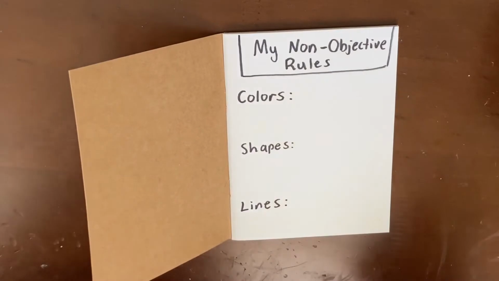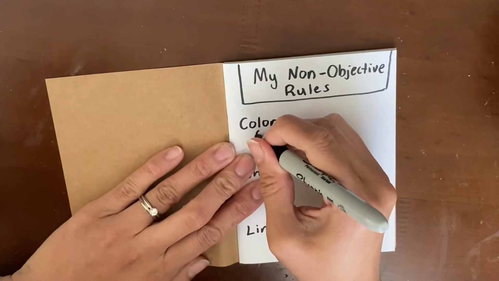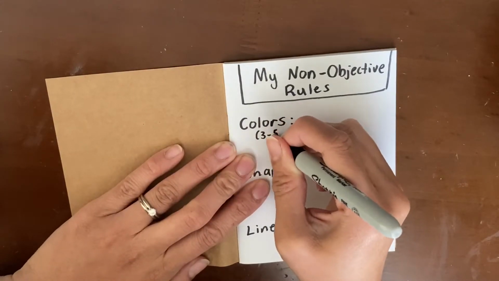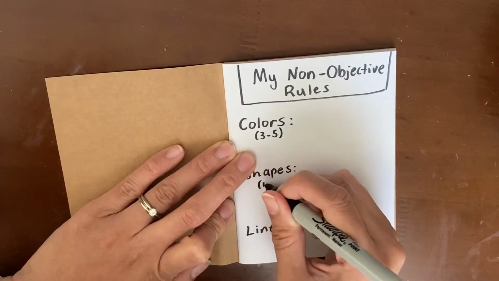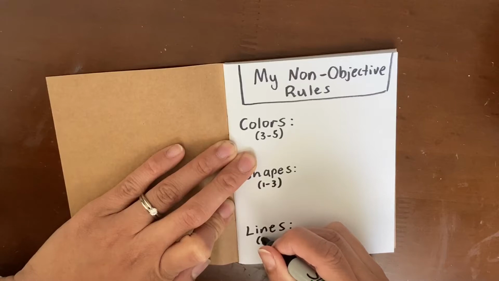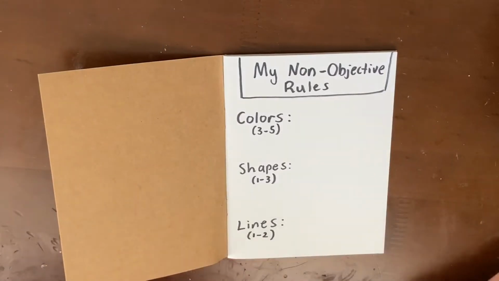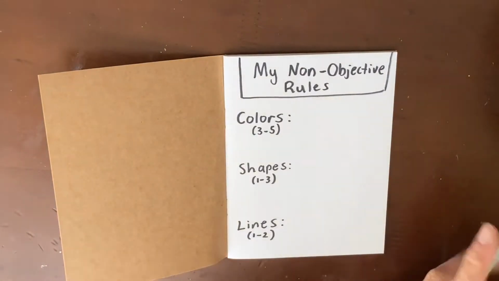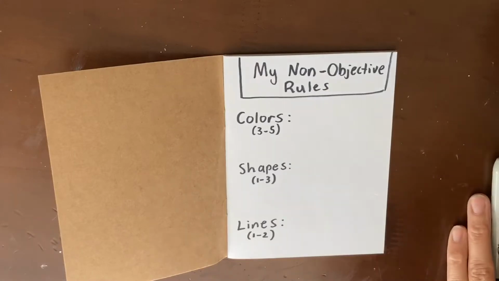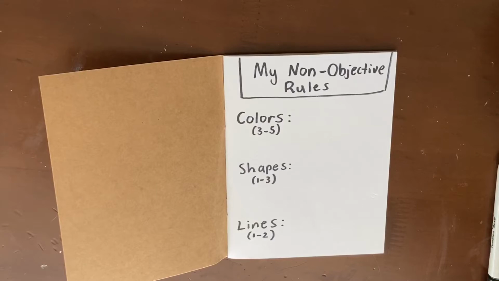You don't have to write the numbers down, but I'm going to limit you to 3 to 5 colors, 1 to 3 shapes, and 1 to 2 lines. So you can do 3 colors, 4 colors, or 5 colors. If you really want to do less, you could. Black and white are not going to count, so you can use black and white no matter what. We'll go over each of these categories and look at a diagram, so you have plenty of ideas.